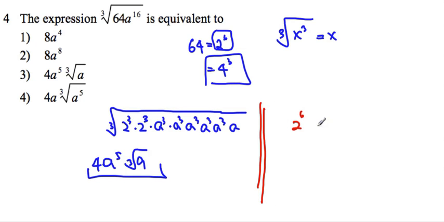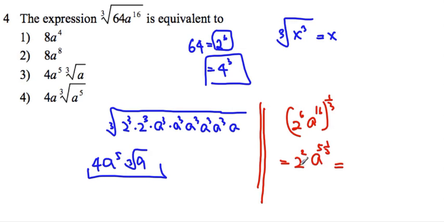2 to the 6th power and a to the 16th power, raised to the 1/3. Now that means 1/3 comes here, we get 2 squared. And 1/3 comes out here, we get a to the, if I have to put it into a mixed number, 5 and a 1/3, that's what 16/3 is.